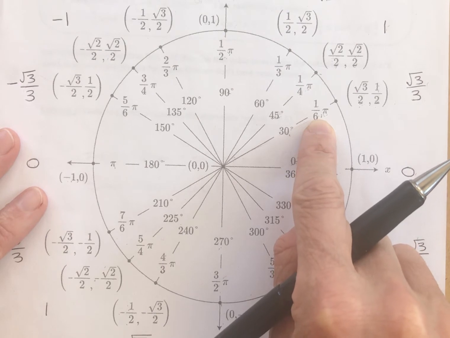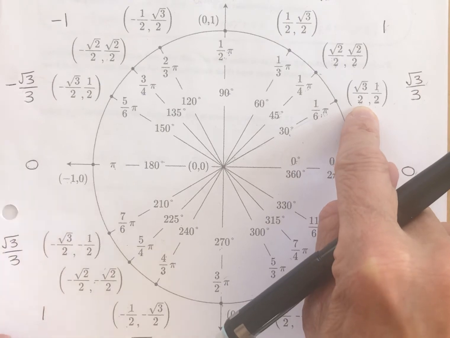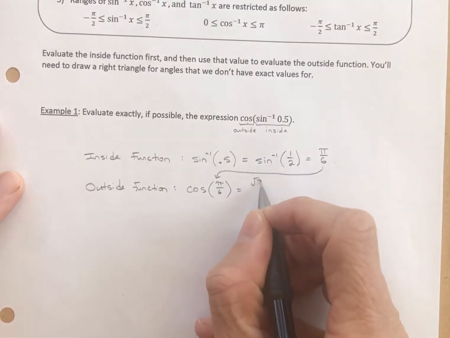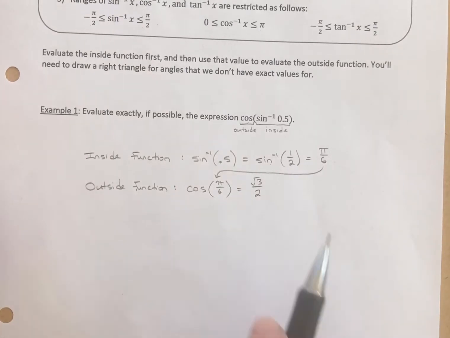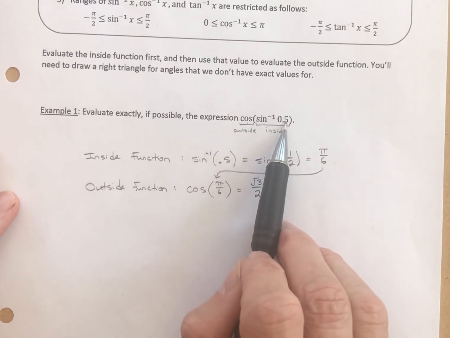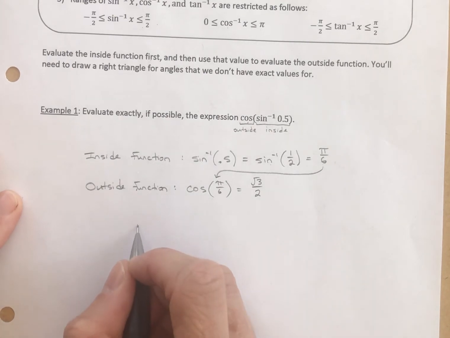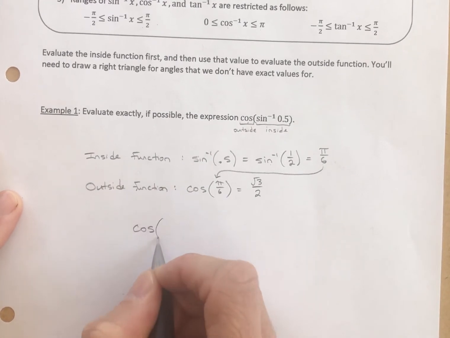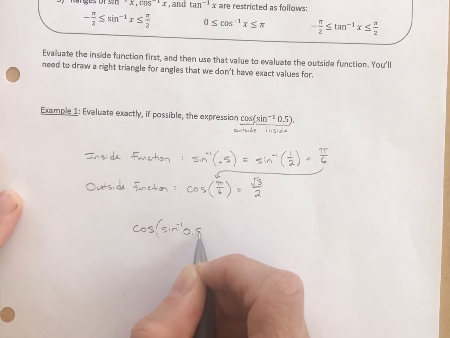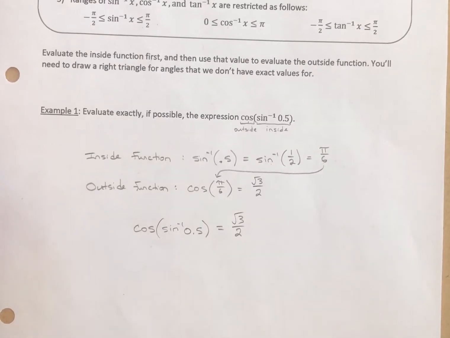What is the cosine of pi over 6? Well, that's the x value, which is the square root of 3 over 2. So the cosine of the inverse sine of 0.5, or 1/2, is equal to the square root of 3 over 2.